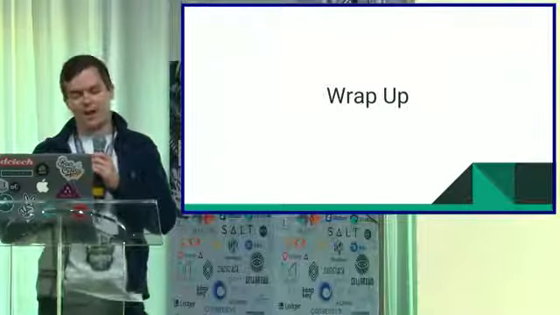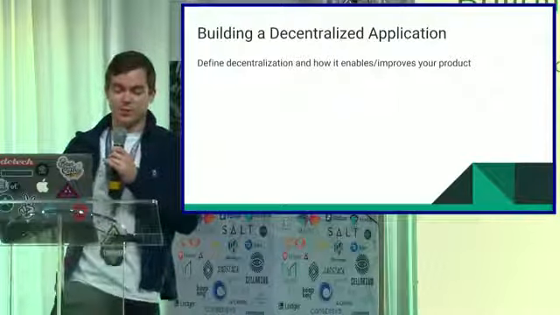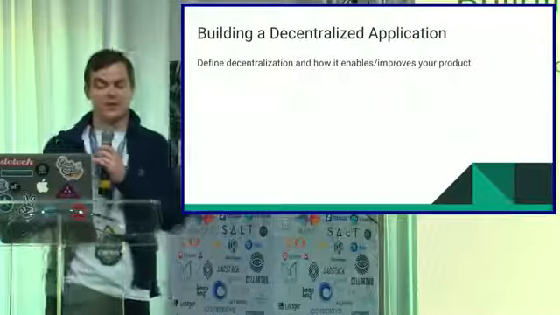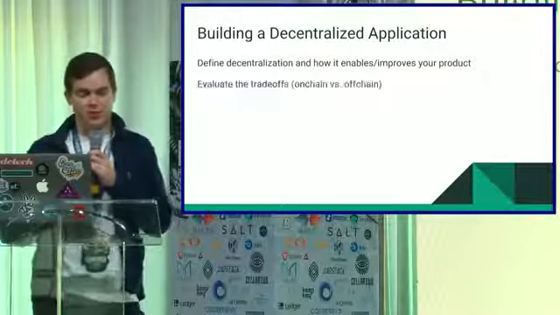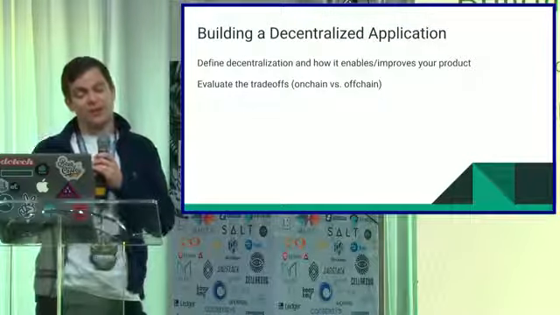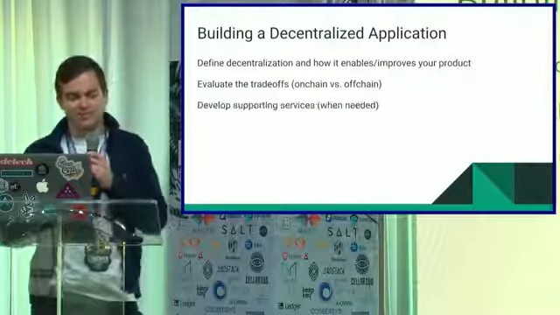So just to wrap up, I'll make this really quick. Here are the things that we decided we needed to do. First, before we got started on this project, we wanted to define decentralization and how it can enable and improve the existence of our product and serve our users. We wanted to evaluate the different trade-offs we needed to make, like what can we put on-chain and what do we need to keep off-chain.